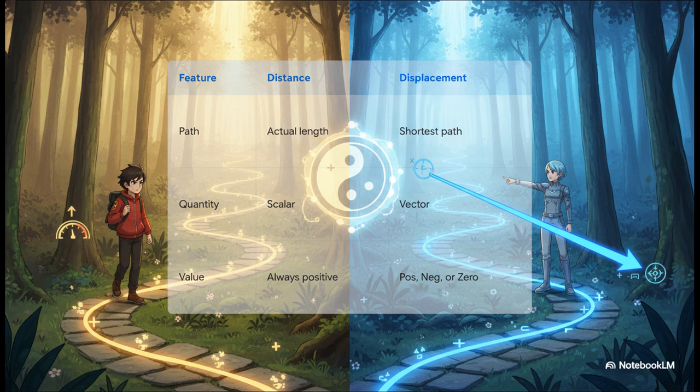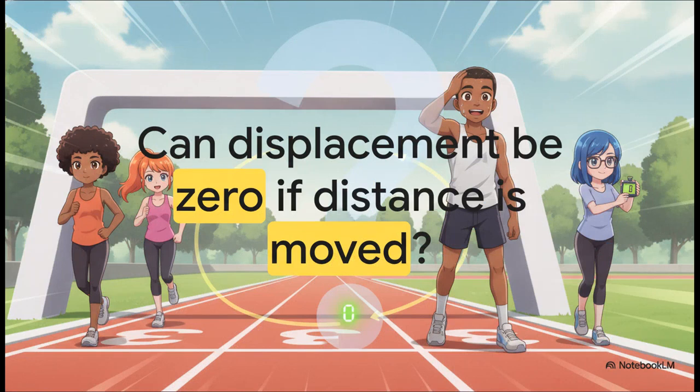Displacement, on the right, completely ignores your winding path. It is strictly the shortest, straight-line distance from your start to your finish in a specific direction. That makes it a vector. Which brings up a super fascinating question. Can you move a certain distance, but have absolutely zero displacement? The answer is a massive yes.